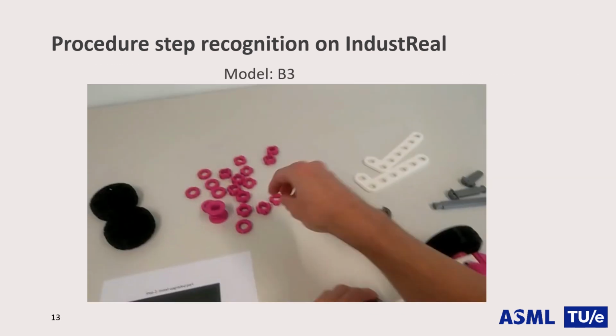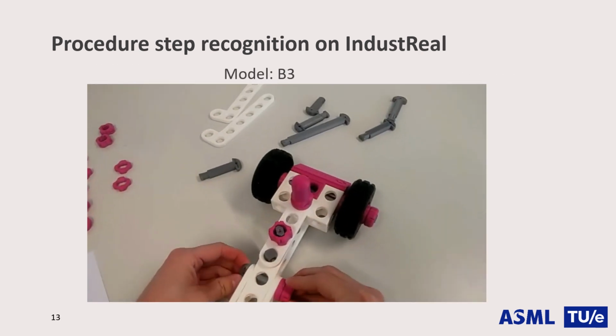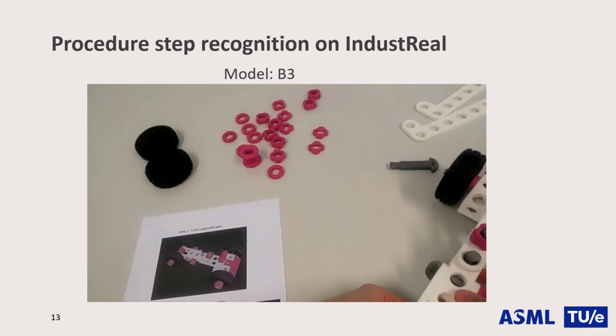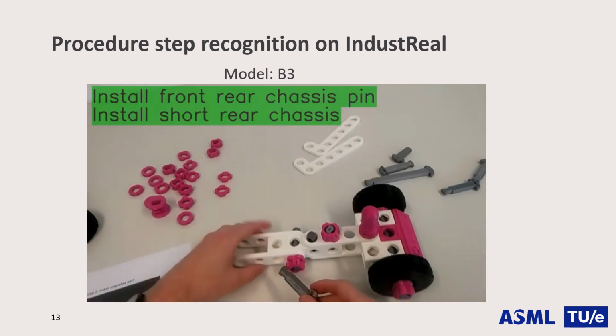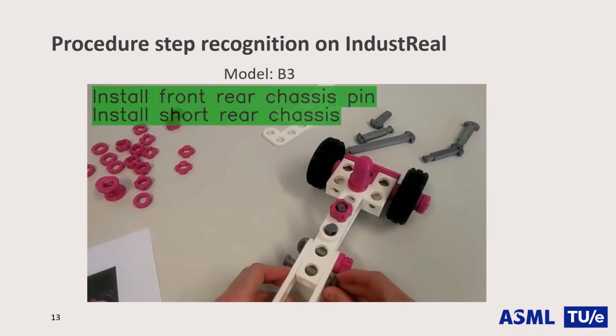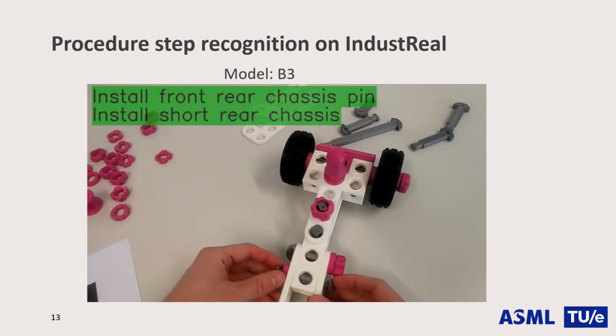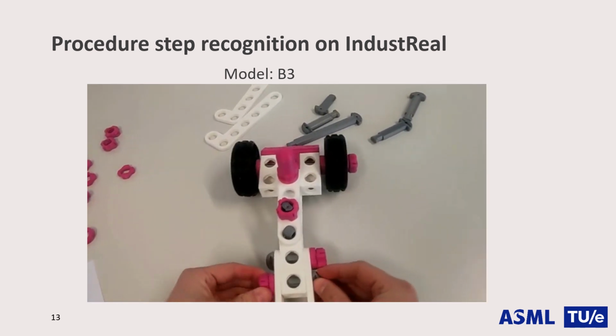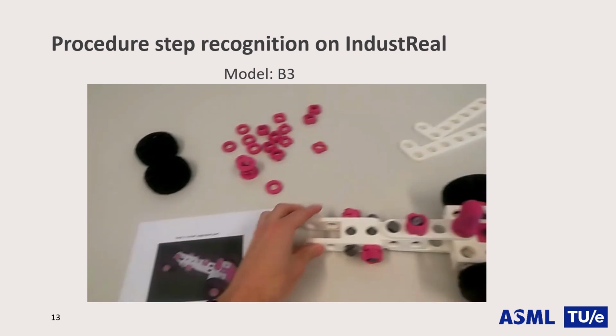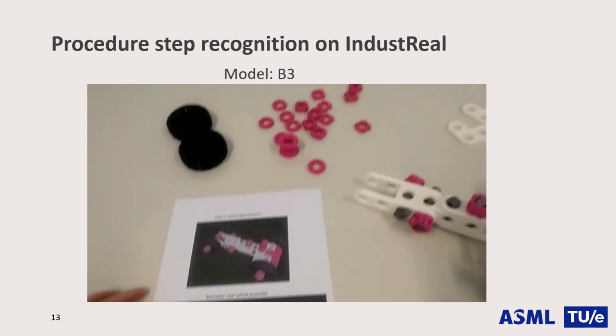Let's see an example of procedure step recognition on IndustReal. In this case, it's the third baseline, model B3. We can see that as the user shows a clear view of the object, the state detection algorithm recognizes a completed state, and that this is translated into predictions for completed steps.